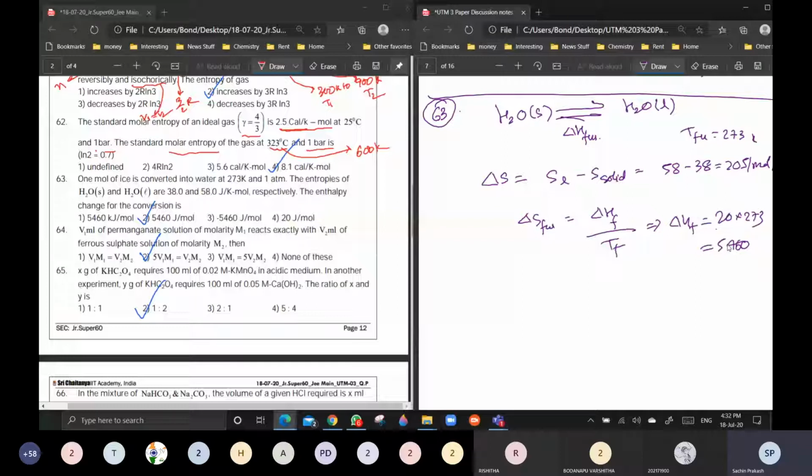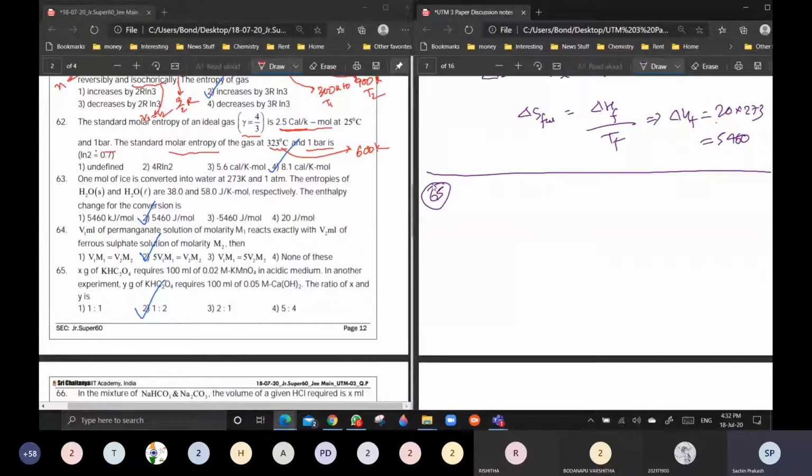So after 63, is 65 a doubt? Okay, 65, let us see. In 65, X grams of KHC2O4 requires 100 ml of something. The first reaction is KHC2O4 plus MnO4 minus. This is a redox reaction, so we'll be getting CO2 plus Mn2 plus. This will be my reaction.